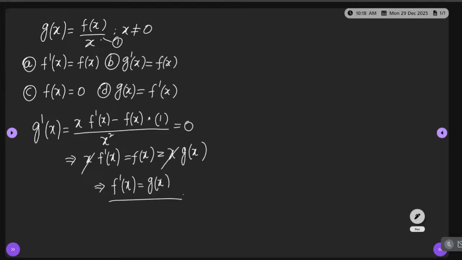Where you are having option D, don't get confused. Again, you have to resubstitute in that. You will get the required condition which was given among the options. You need to verify like that.